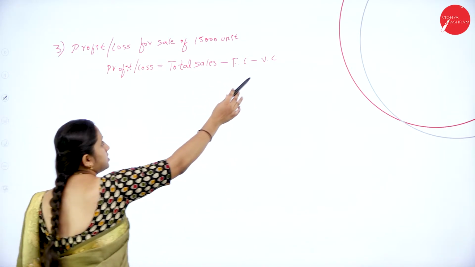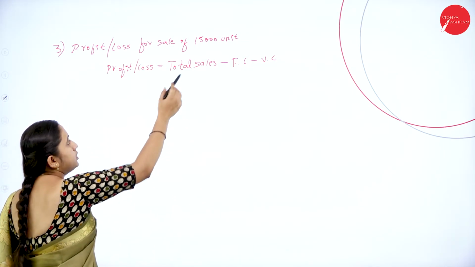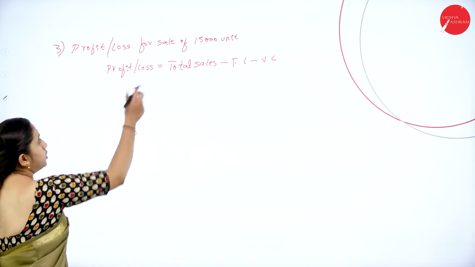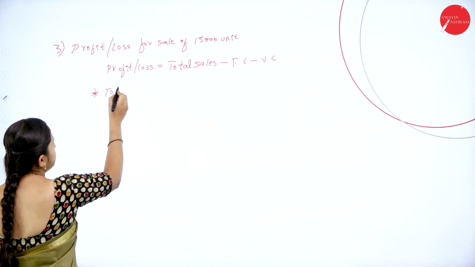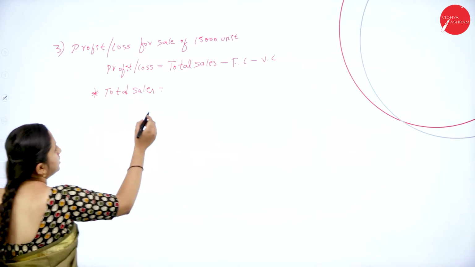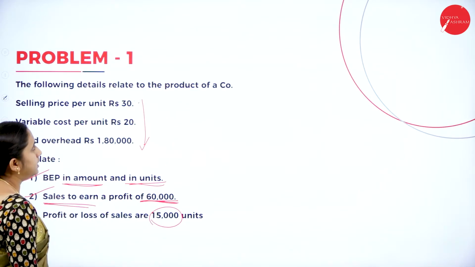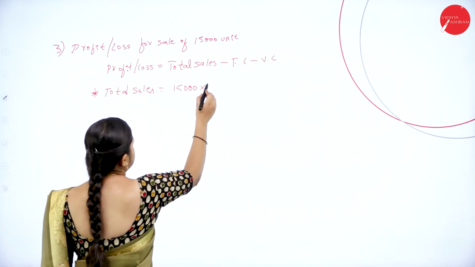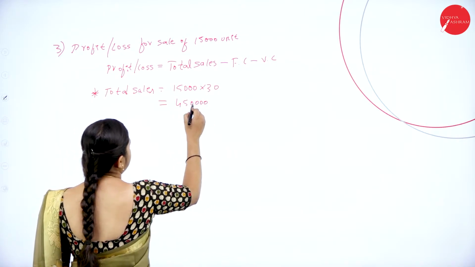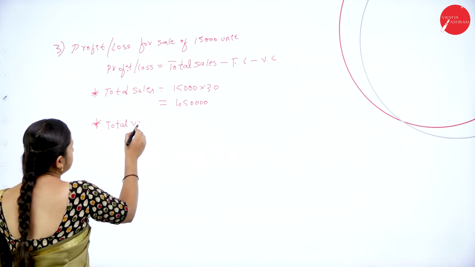We know the fixed cost, and variable cost per unit we know. So, calculate total variable cost and total sales. For total sales also, they have given only the selling price per unit. So, calculate total sales first. Total sales is equal to number of units, 15,000 units, into selling price per unit, 30 rupees. So, write 30. Total sales is 4,50,000.